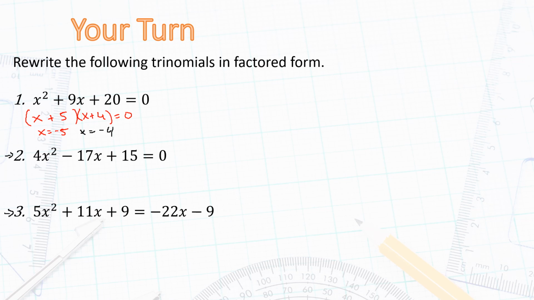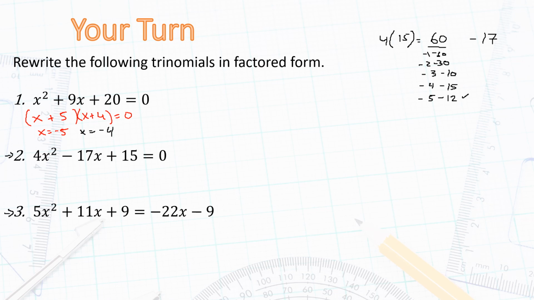Okay, so second one, it's already equal to 0, so check, we don't have to move anything. It's going to need a box method. So we got 4 times 15, which is 60, and we need factors of 60 that add up to be minus 17. So that's going to be, let's see, 1 and 60, 2 and 30, no. And we're going to need negatives of these because we're doing a positive 60, but we need a negative 17. Minus 3 and minus 10, no. Minus 4 and minus 15, close, but no. Minus 5 and minus 12, there it is. So minus 5, minus 12 will be minus 17.